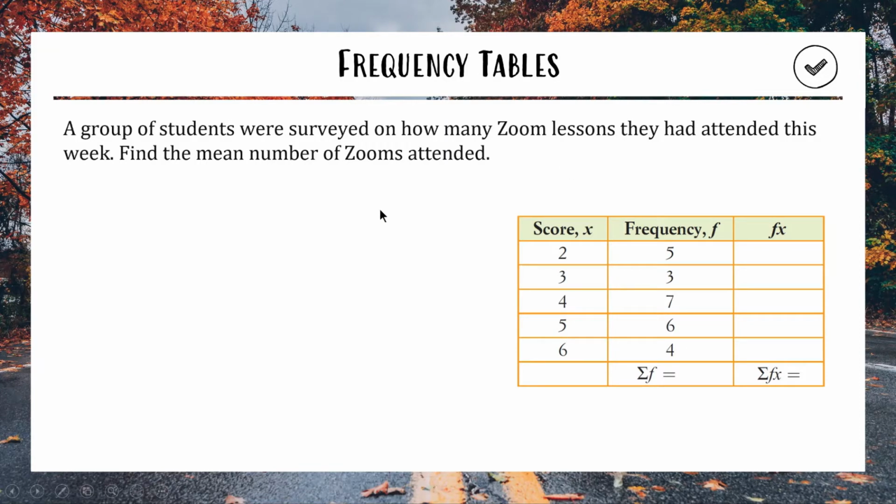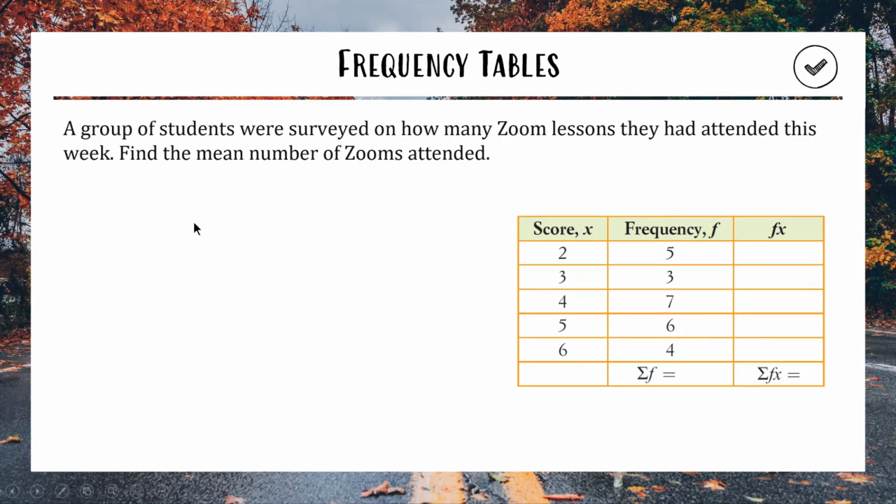So this frequency table has the survey on how many Zoom sessions students had attended in a week, and we're trying to find the mean. So we've got the scores here, and we've got the frequencies, which is how often they occurred, over on the right here. What this means is that students responded they had 2 Zooms, 5 people responded that. Okay, 3 students said they had 3 Zooms in the week, 7 students said they had 4, and so on and so forth.